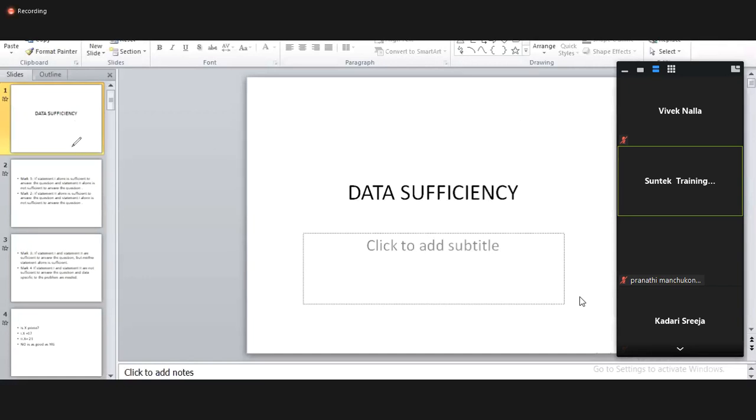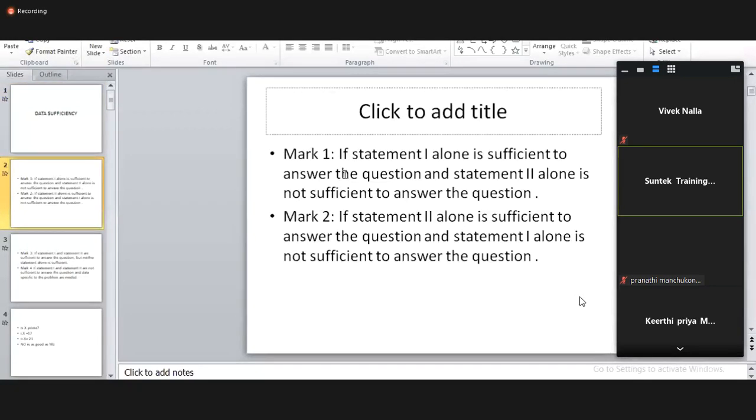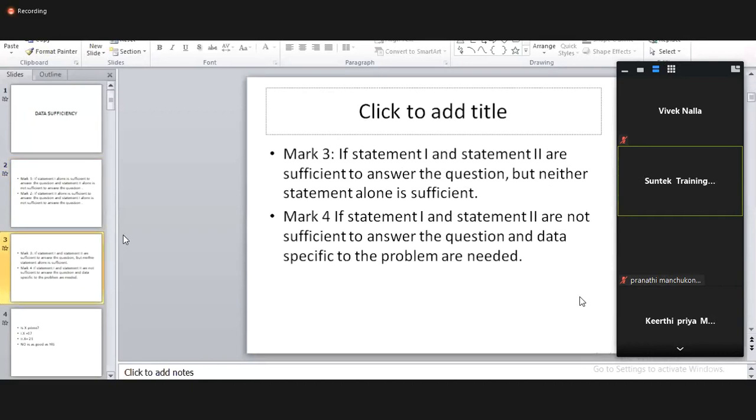Yeah, so in data sufficiency, you have instructions according to the examiner. Now I am going to show you my instructions. These are my instructions. Please keep this point in your mind. Ivi na instructions. Okay, you have to mark 1 if statement 1 alone is sufficient to answer the question, and statement 2 alone is not sufficient to answer the question. This I am telling you. You have to read the instructions, because every examiner will have his own instructions. Please keep that point in your mind.